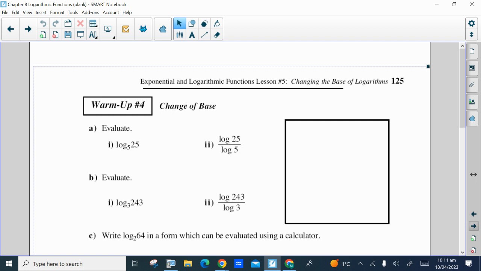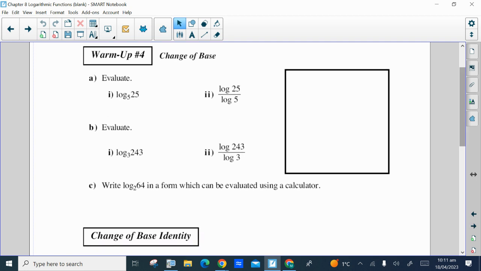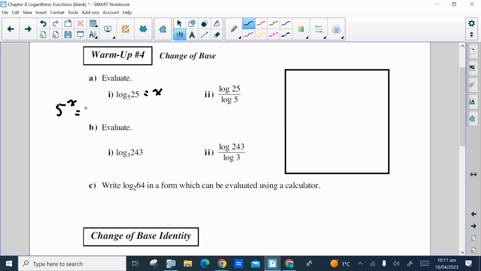So the first question here asks us to evaluate log base 5 of 25. We can do this by setting it equal to x and then changing it from logarithmic to exponential by starting with the base and cycling through. This log has a base of 5. When you write it as an exponential function, its base will be 5. It'll be 5 to the power x equals 25. We've already seen that log base 5 of 25 is really asking 5 to what power is 25? And obviously the answer to that is 2, because 5 squared equals 25.